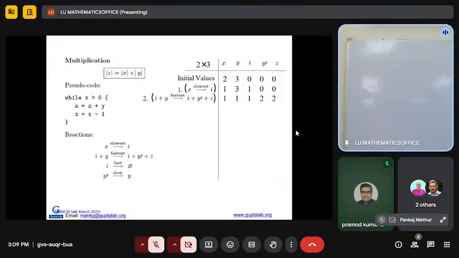So X is going to I. I is a catalyst. As soon as the catalyst is there, 1 molecule of Y is giving one molecule of Y prime and one molecule of Z, right? That is this one. Okay. Next reaction will do.